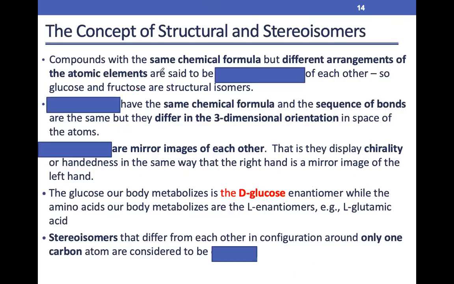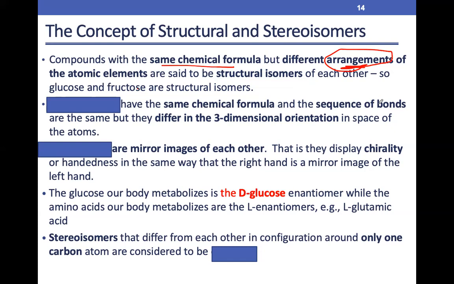Okay, so let me just go back to the slide. Same chemical formula, but they differ in their covalent arrangements and their covalent bonds, not their 3D ones. That's not what I'm talking about. So those ones are constitutional, also called structural isomers. Is that clear what a structural isomer is?